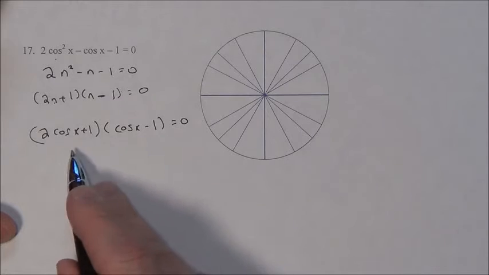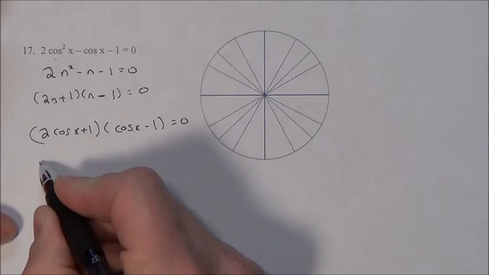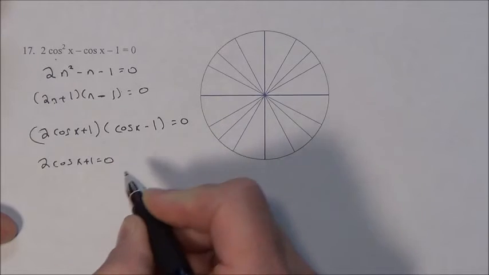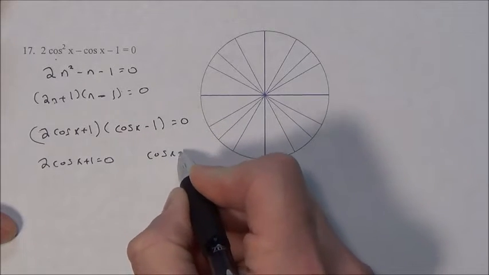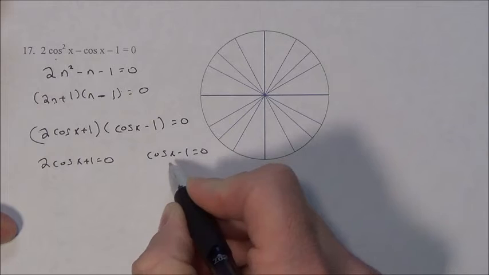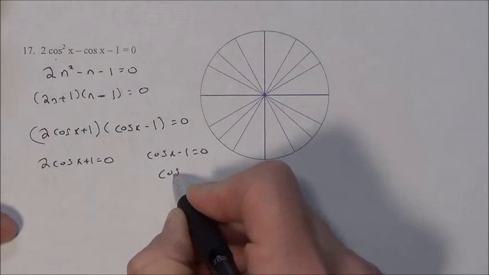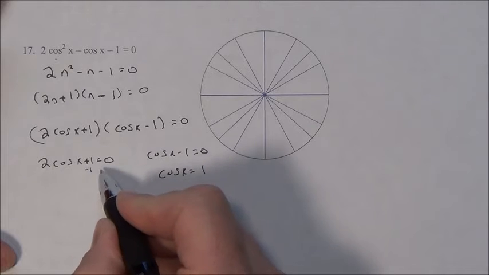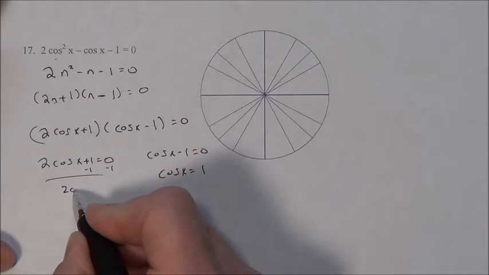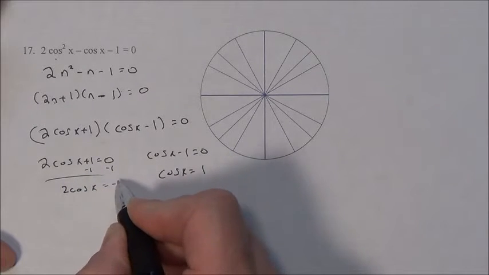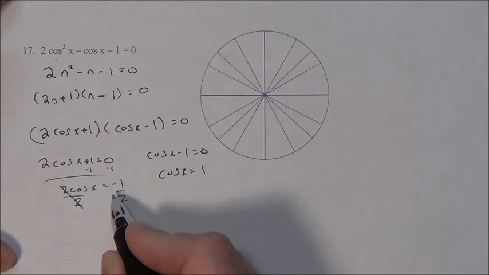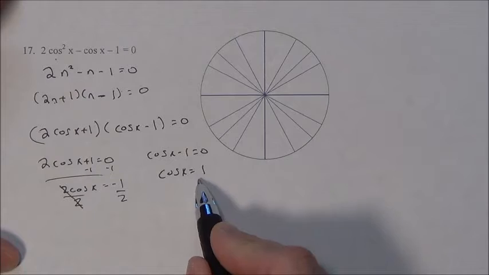So now we set each of these pieces equal to 0. I take 2 cosine of x plus 1 set equal to 0, and cosine of x minus 1 equal to 0. Add your 1, you're going to get, hey, when is the cosine of x a positive 1? When I subtract 1 here from both sides, 2 cosine of x equals negative 1, divide by 2. Hey, when is the cosine of x negative a half? Let's deal with this first.